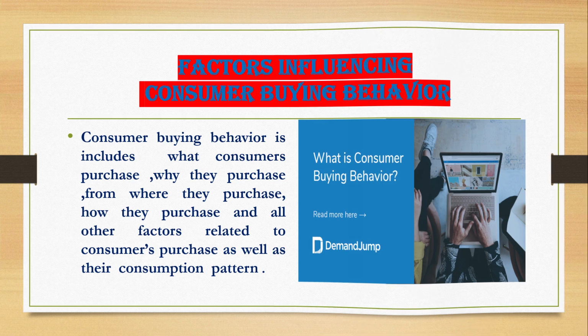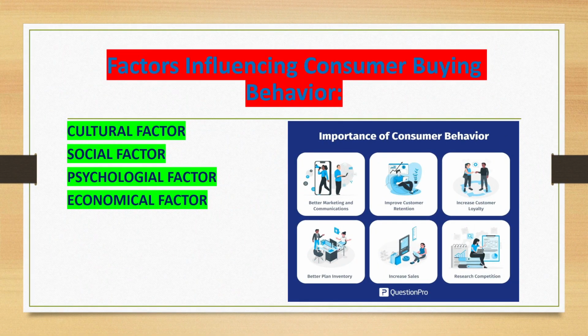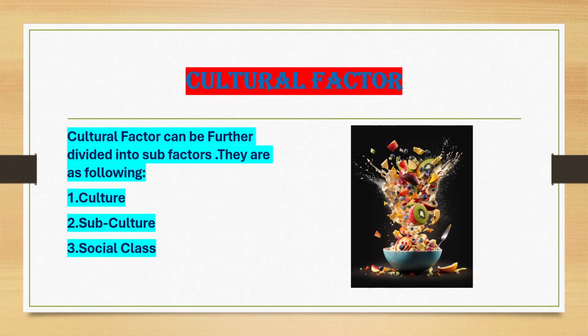So there are basically four factors which influence consumer buying behavior. They are cultural factor, social factor, psychological factor as well as economical factor. We will discuss each one of them separately. First of all is cultural factor. Cultural factor can be further divided into sub factors. They are culture, subculture, and social class.